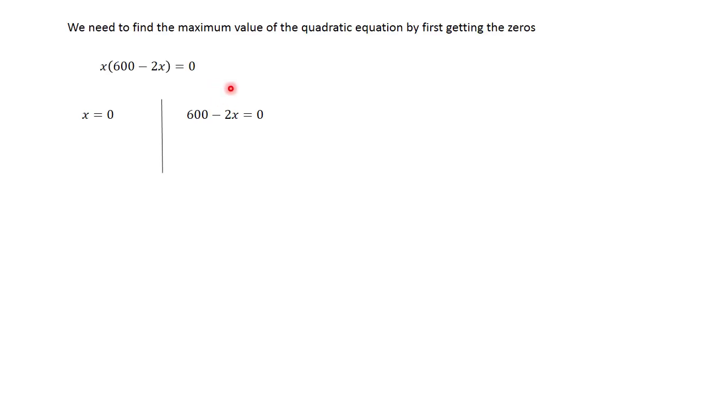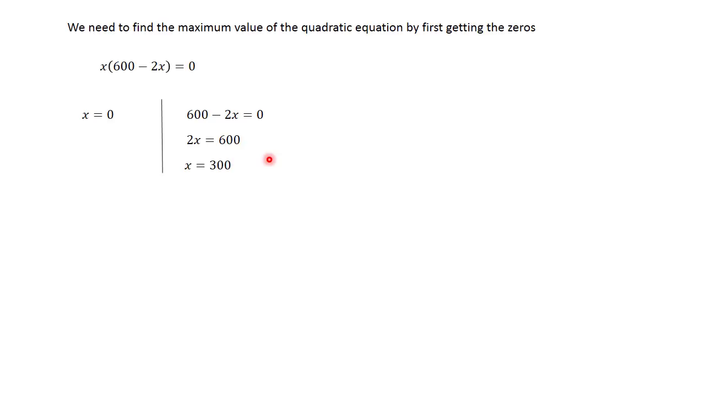And we need to solve for x. But guess what? This is already solved because this already has x by itself and it says that x is equal to 0. So one of the zeros is x equals 0. We only need to solve this side. When we solve this by putting the minus 2x as positive 2x on the other side, we have that 2x equals 600, and therefore x is 300. So now we have our two zeros.